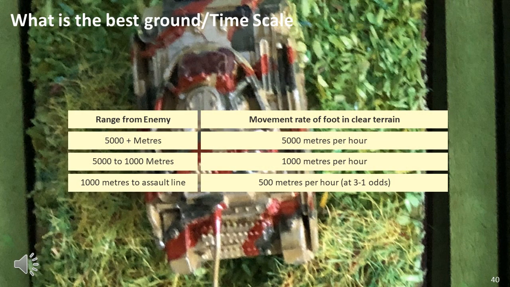There is also another consideration when we look at ground scale and time scale. A foot soldier can cover 5 kilometres an hour if there is no enemy or opposition around. If there is enemy around, this drops dramatically, and under fire drops even further. There is a US Army analysis of this, which I cover in more detail later in this video series, but this chart shows a simplified summary of this. This basically shows that the movement rate of foot in clear terrain is 5,000 metres per hour. When we're a long way from the enemy, this drops to 1,000 when we get closer, and only 500 metres per hour when we're actually in combat with enemy troops.